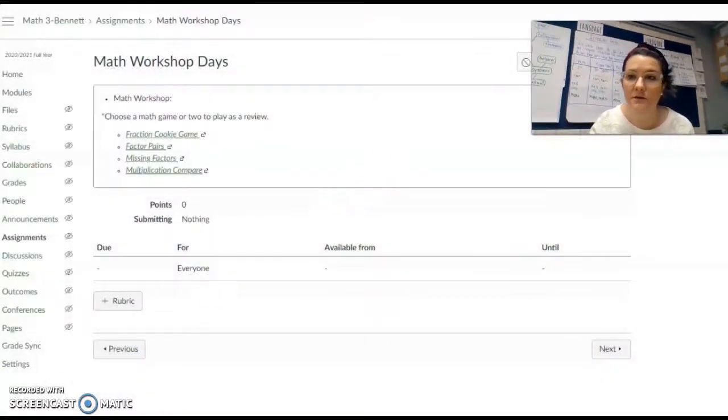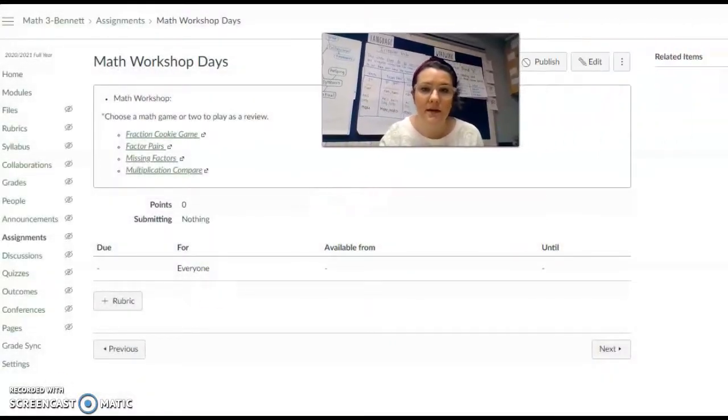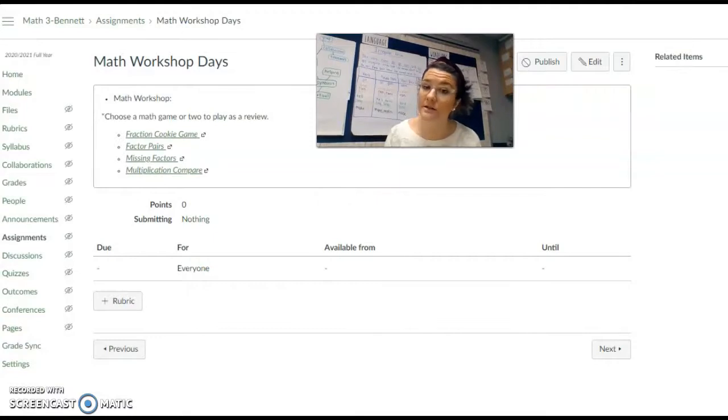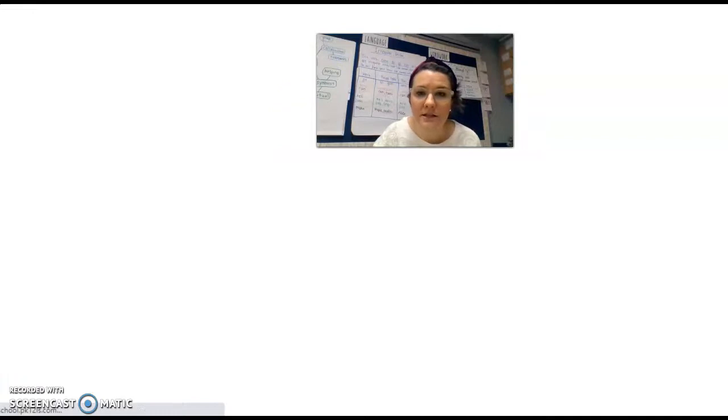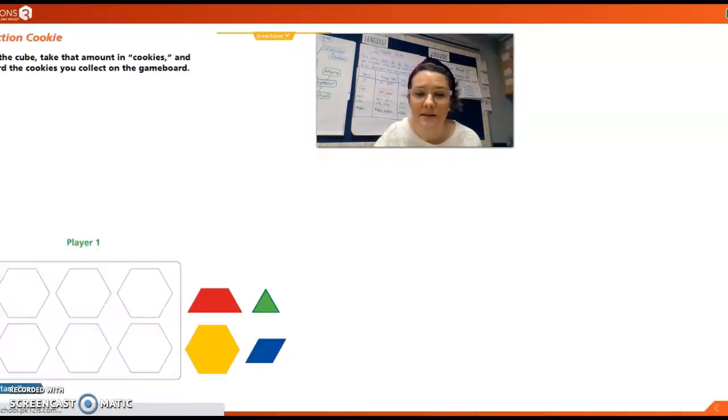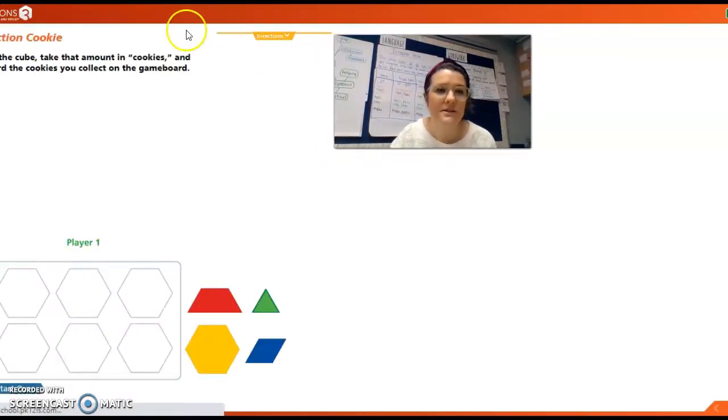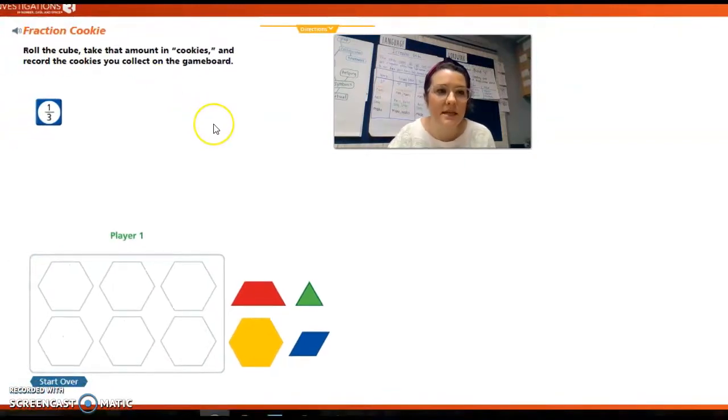So here are a few of the games that you can play and review as you are finishing your tasks and your investigation work. Remember the fraction cookie game? I love that game. You're going to roll the cube, take the amount in the cookies, and then record the cookies you collect on the game board, okay? So if you roll the dice, I got 1/2. Do you remember what pattern block represents 1/2?